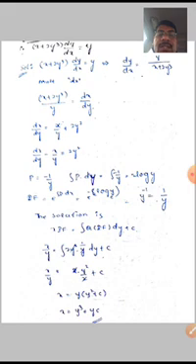The solution is x into integrating factor is equal to integration of q into integrating factor dy plus c. That is x by y is equal to integration of 2y square into 1 by y dy plus c, which is equal to integration of 2y dy. Integration of y is y square by 2, the 2 cancels, plus c. So x by y is equal to y square plus c. Here x is equal to y cube plus yc.